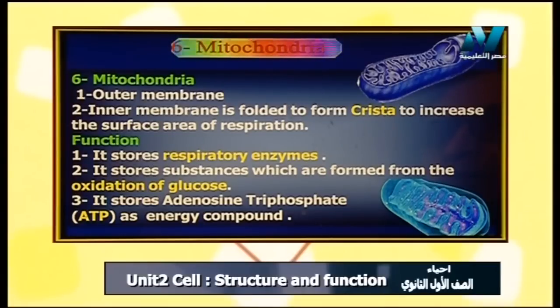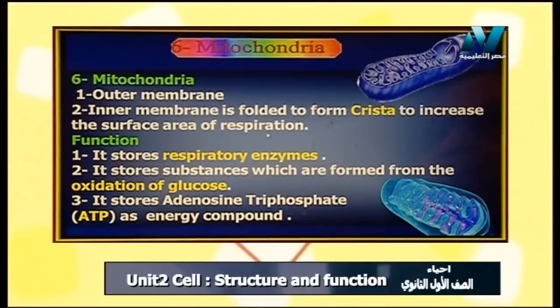Mitochondria store respiratory enzymes. Number two, they store substances which are formed from the oxidation of the glucose molecule. Number three, they store adenosine triphosphate, or ATP, as energy compounds.